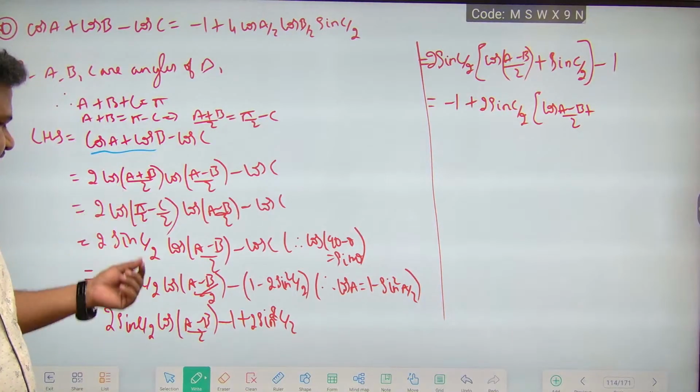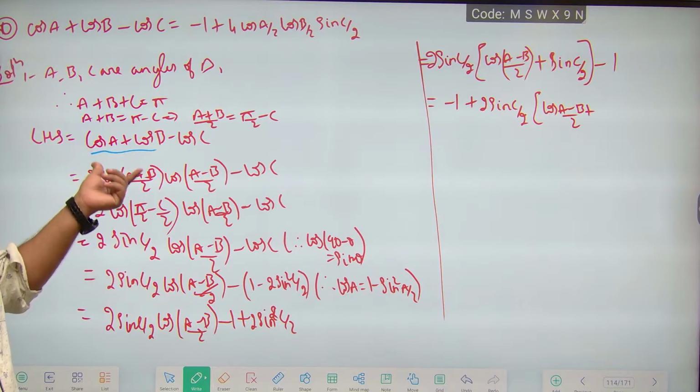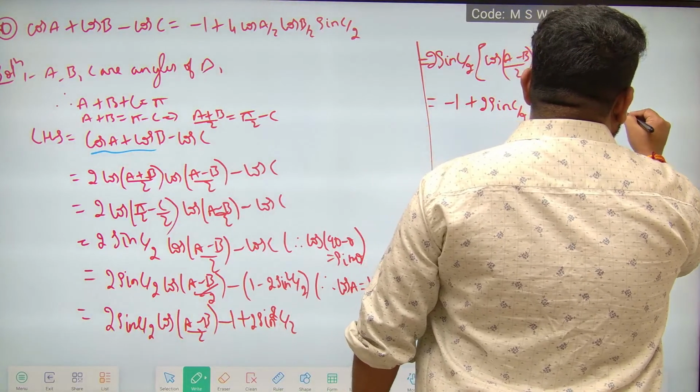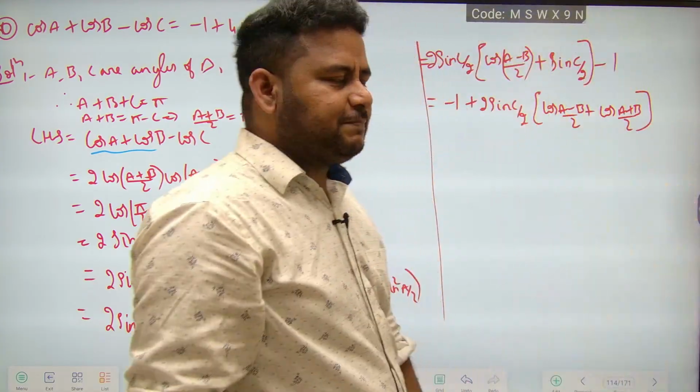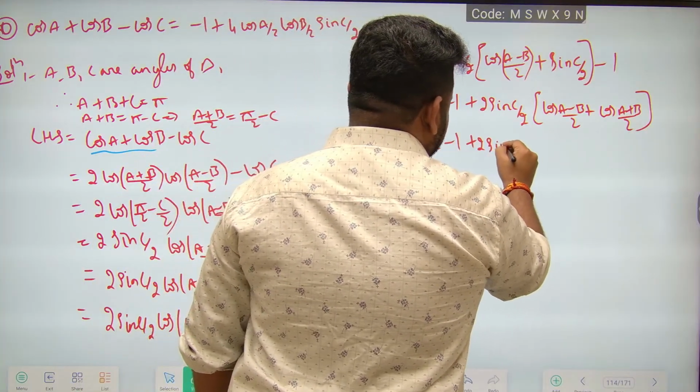Sin C/2 can be written as what, friends? Since cos of (A plus B)/2 is equal to sin C/2, sin C/2 can be written as cos of (A plus B)/2. So here I can write cos of (A plus B)/2. Now this is minus 1 plus 2 sin C/2.